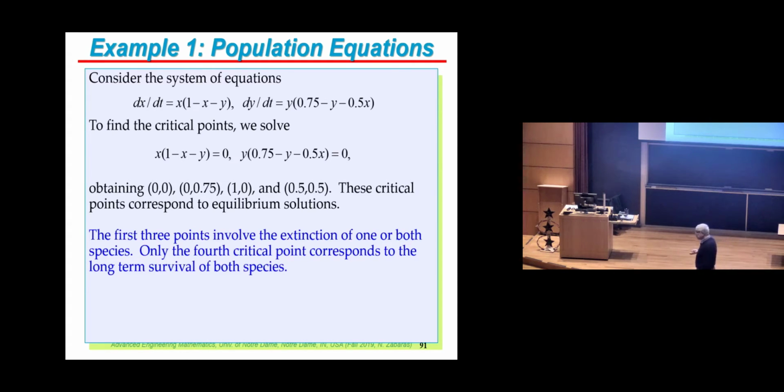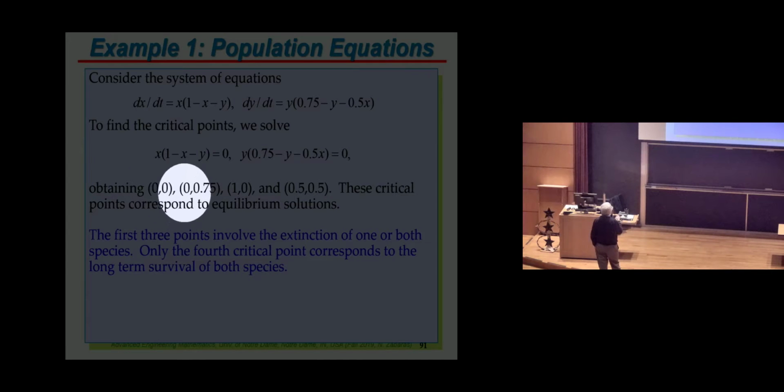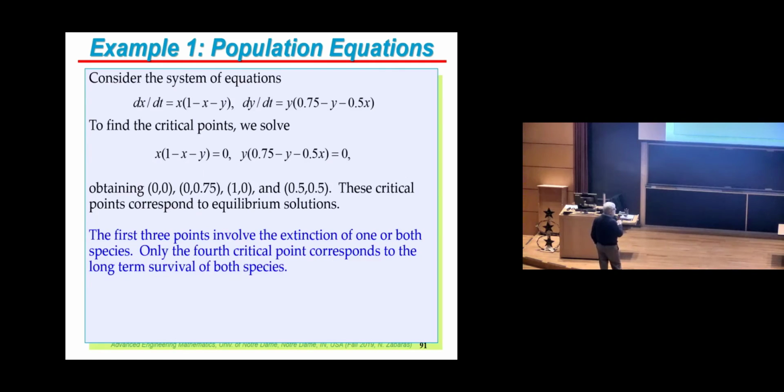You're going to have to do this on the exam today as well, right? So there are 4 critical points here, and those are (0, 0), (0.75, 1), (0, 0.5), (0.5, 0.5). And you can appreciate here, (0, 0) means no species survive. That's really bad, isn't it?